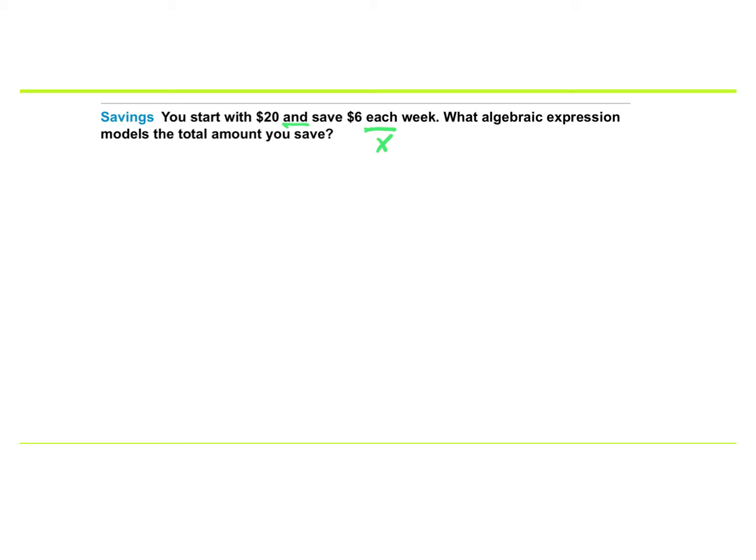But it doesn't say days specifically, so it wouldn't be 7. The week is going to be my variable. I'm going to call it W. You can call it X, whatever you want. I'm just going to call it W here, because I didn't want to put X again, because I put X for the multiplying part. So it's 6 times W.